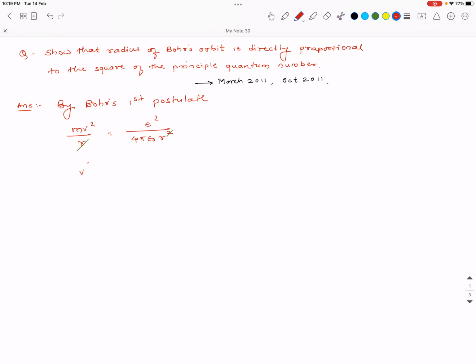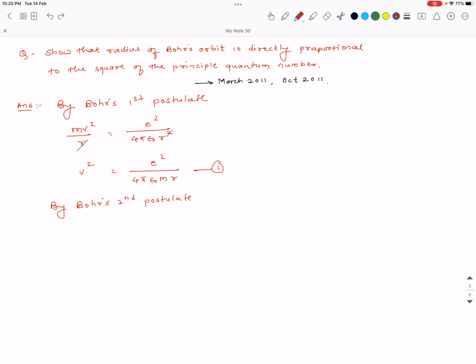Now I can write the v square formula using that. I can transfer this m to the right-hand side. So v square equals e square divided by 4 pi epsilon 0 m r, equation number 1. Similarly, by Bohr's second postulate. Now, this first postulate we have written for the hydrogen atom. If you want to write it for any other atom, then you can put Z here, where Z is the atomic number.